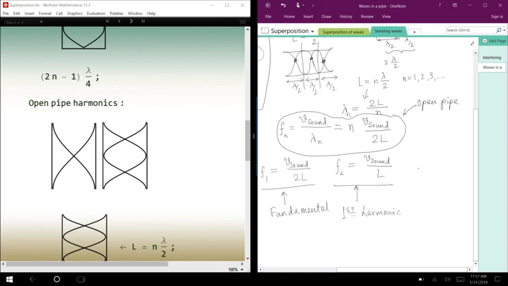Okay, and then higher harmonics will just be, for instance, F3 will be equal to 3 times V sound over 2L, right? So this is 3 times as large as the fundamental, and this is going to be our second harmonic. And so you can now find all higher harmonics just by using this formula over here.